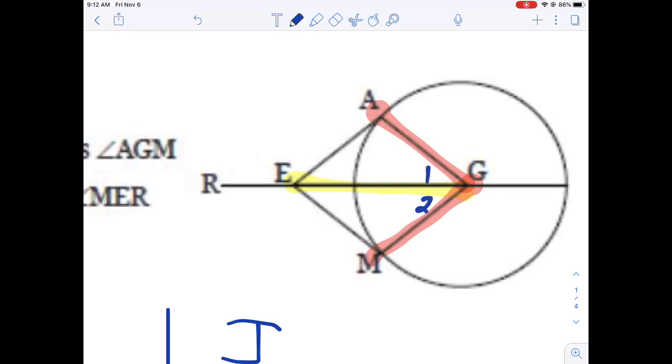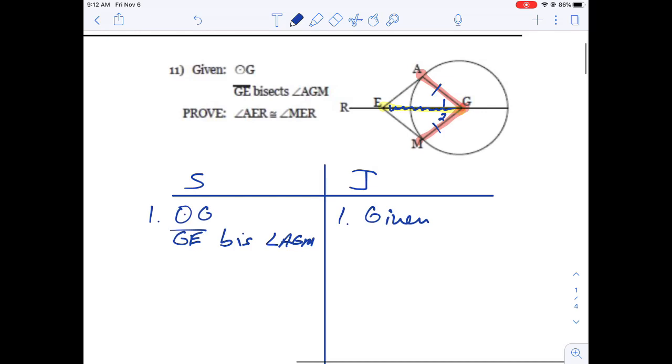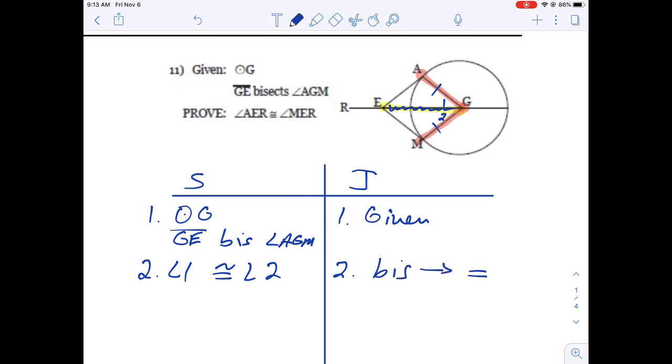Also realize that we have radii of a circle, so we'll be able to say AG and GM are congruent. And then we'll also be able to say that EG is congruent to itself, so I'll mark that. And then I'm seeing 2 congruent triangles, one on the top, one on the bottom. So hopefully you're seeing that too. So I'll go to the next step, which would be from that given, I'm going to say that angle 1 is congruent to angle 2. And that's because bisect implies congruent angles.